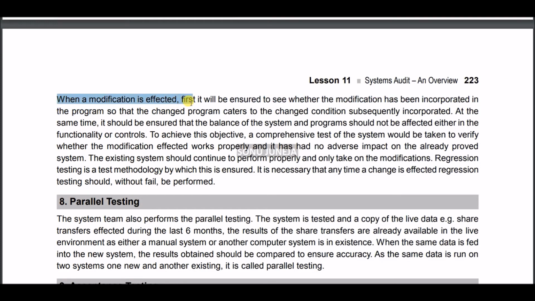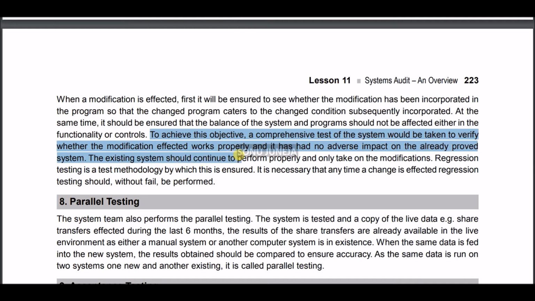When a modification is effected, the first step is to see whether the modification has been incorporated in the program so that the changed program caters to the changed condition subsequently incorporated. At the same time, it should ensure that the balance of the system program should not be affected either in the functionality or controls. To achieve this objective, a comprehensive test of the system would be taken to verify whether the modification works properly and it has no adverse impact on the already proved system.